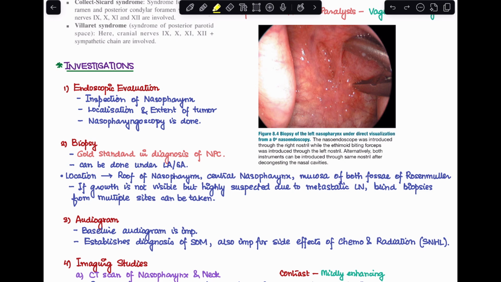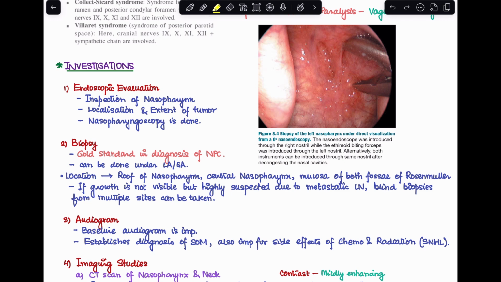Okay, so let's get started. Whenever we say management of a disease, we divide it into two parts. How do we investigate the disease? And then, once we have confirmed our diagnosis, how do we treat the disease? So, let's first start with investigations.